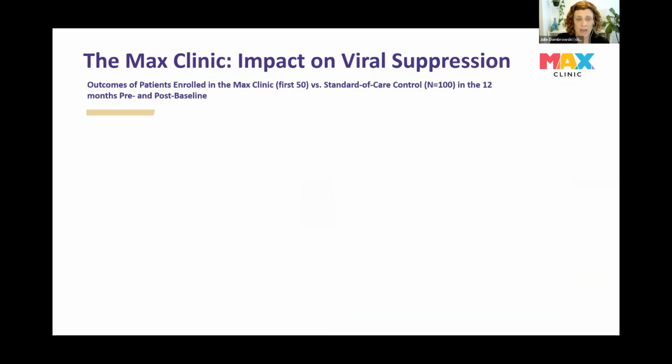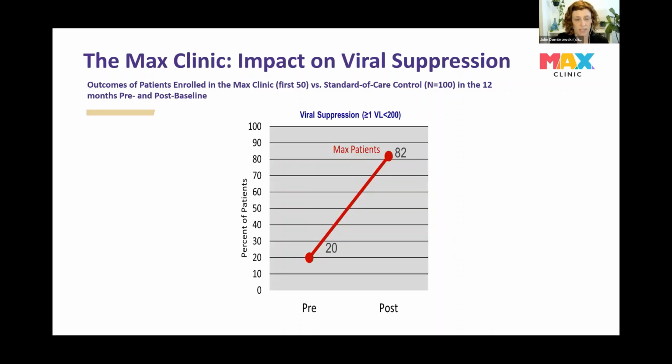So looking at the impact on viral suppression, the first study that we did was looking at the 50 patients enrolled in Max Clinic during the first year, those first 50, and comparing them to a standard of care control, 100 matched patients who remained in Madison Clinic, and looked at their outcomes in the year before enrollment and the year after enrollment.